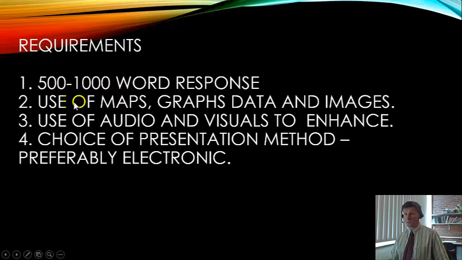I want you to include maps, tables, graphs, data and diagrams, and I think it would be good to use some of those animations and other images to enhance your presentation. So therefore, I think it's well advised to use an electronic form of presenting your final response. I'm not saying you have to, but I'm saying that there's a lot of good stuff out there that can enhance what you're trying to say.